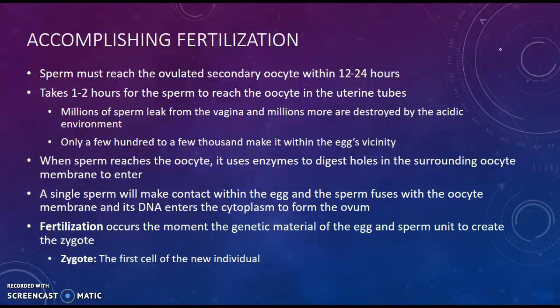Once the sperm reaches the egg, it uses enzymes to actually digest holes in the membrane of the oocyte. So this is how the sperm is actually getting into the egg. Once the sperm makes contact with the egg, the sperm actually fuses with the oocyte. And once the DNA enters into the cytoplasm, they come together and fertilization occurs. So once the two genetic materials mix, we have fertilization. And right when fertilization occurs, that first single cell is referred to as a zygote.